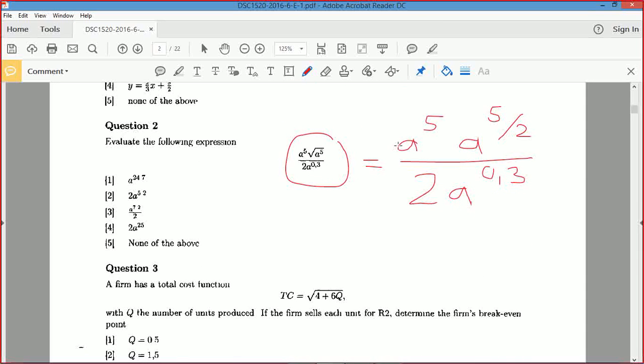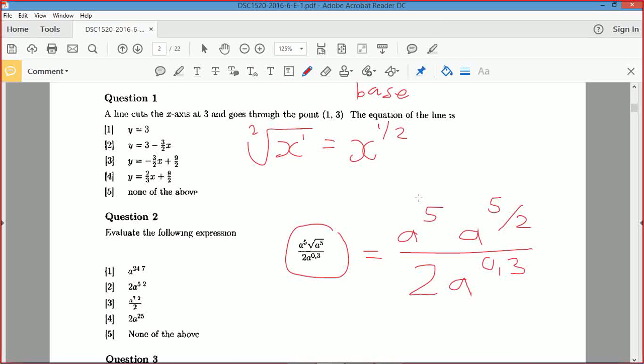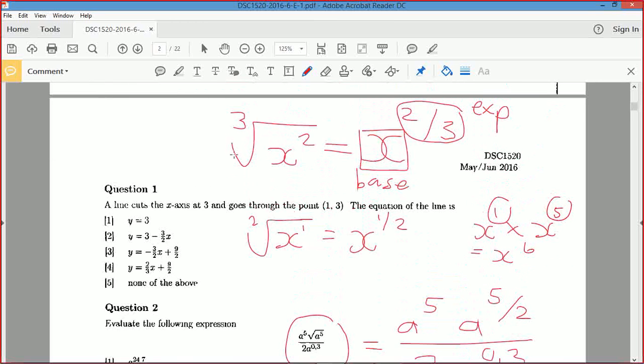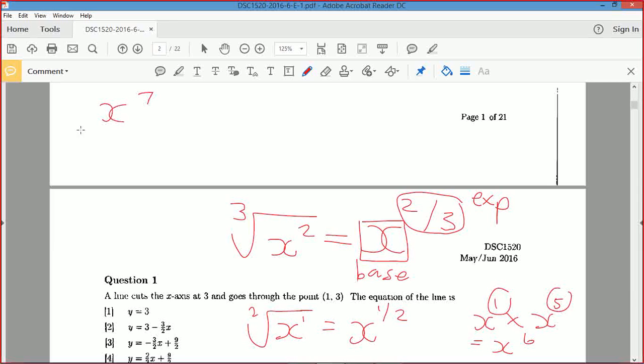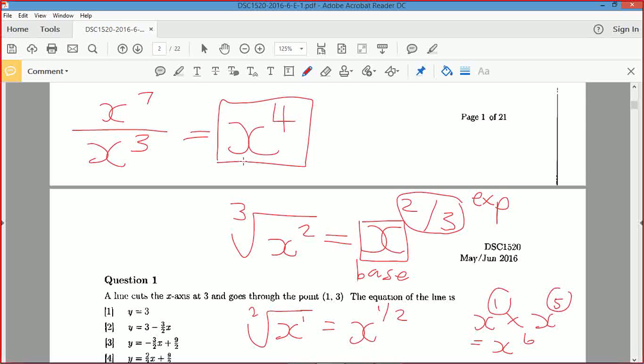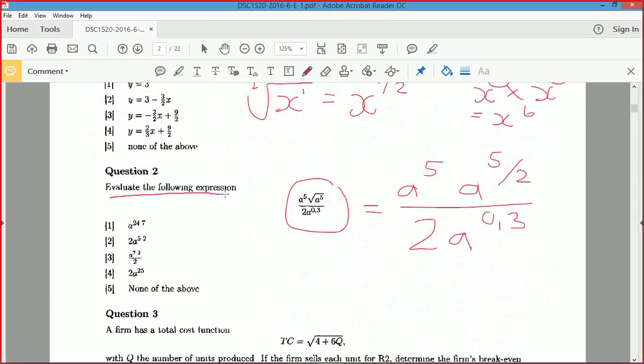So what do I do when I see a's, same base? Can they cancel out? Then you add and subtract. When I have x to the 1 times x to the 5, that gives me x to the 6. I add the exponents. Another example: when I have x to the 7 divided by x to the 3, what's the answer? It's 7 minus 3, isn't it? Correct, x to the 4. So that's adding and subtracting exponents. You need that for the simplification in this question.